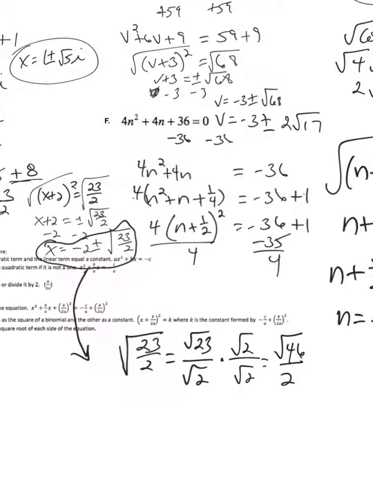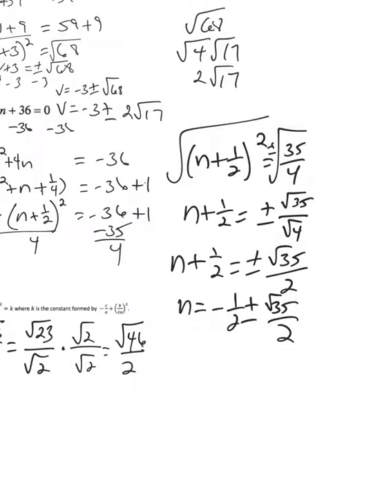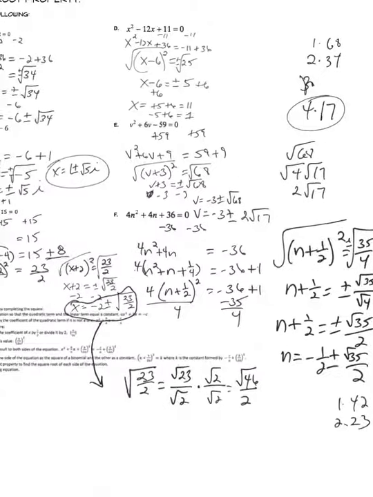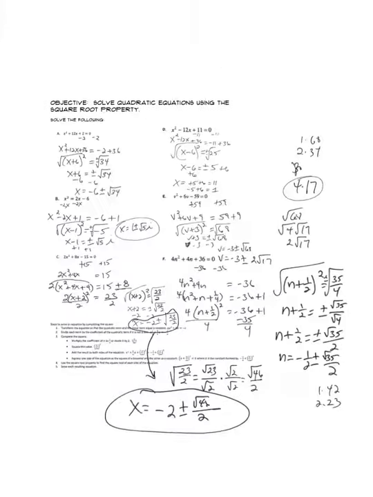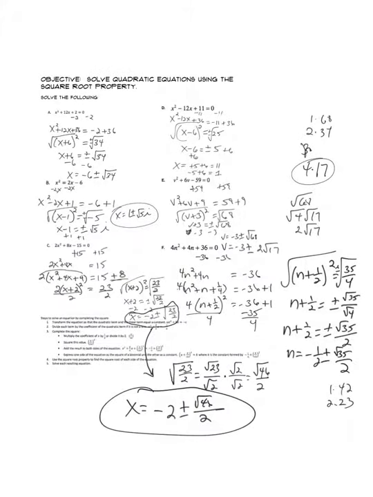Can 46 be simplified? I do think so. 46, 23, 2 times 23, 4. Maybe not. 1 times 46, 2 times 23, 6 times 7. No, you can't. I guess that's it. So the answer for this one was, if it's proper, negative 2 plus or minus radical 46 over 2. We didn't do that one all the way because I almost didn't see that.